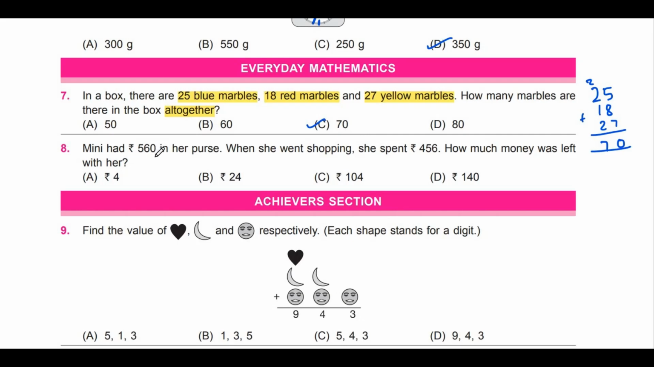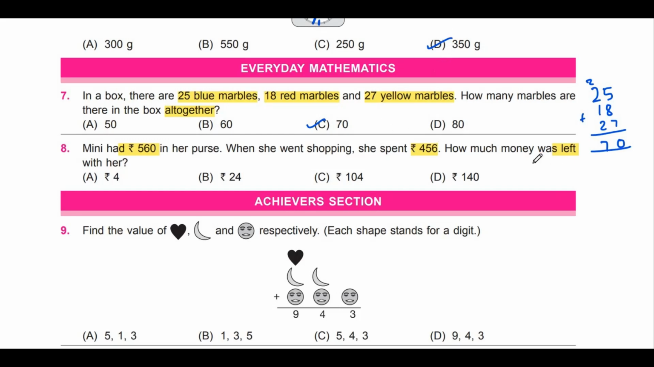Minnie had 560 rupees in her purse. When she went shopping, she spent 456 rupees. How much money was left with her? So what is given here? She had 560 in the purse when she went for shopping, and then in shopping she has spent 456 rupees. Now how much money is left? So whenever the word how much money is left, whenever the word left is there, what you will do? Right, we are going to subtract.